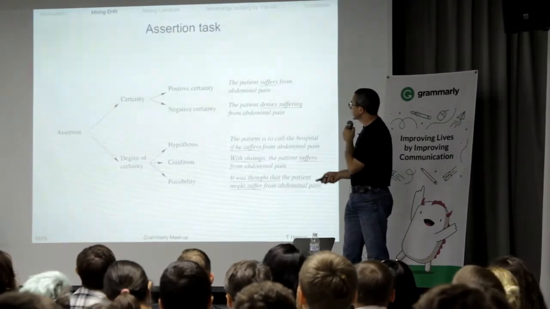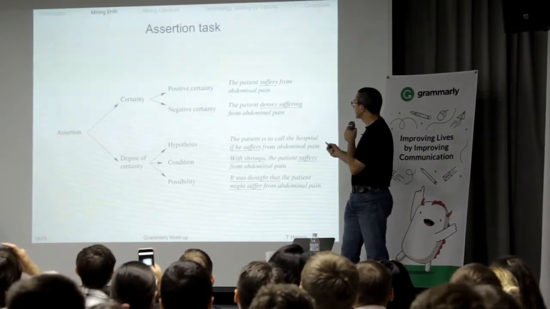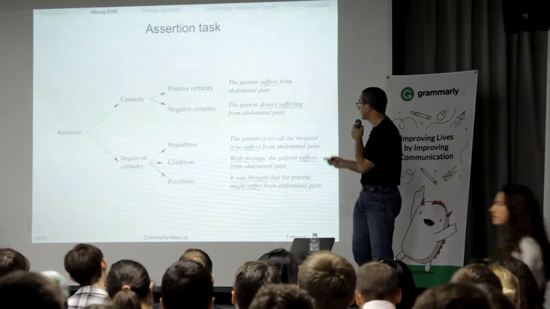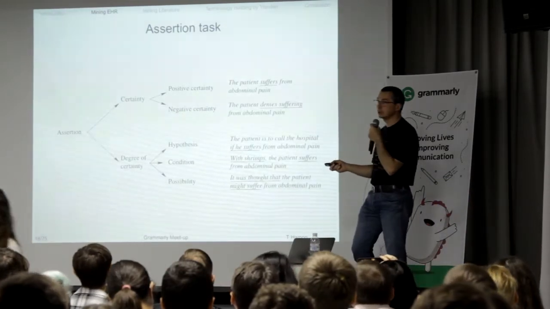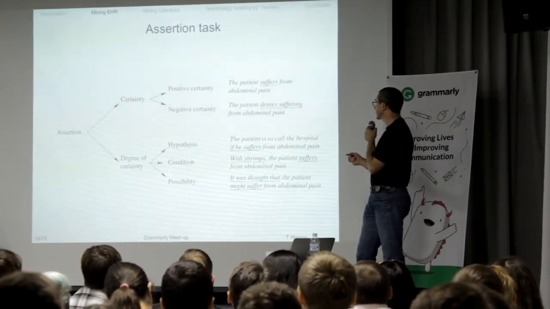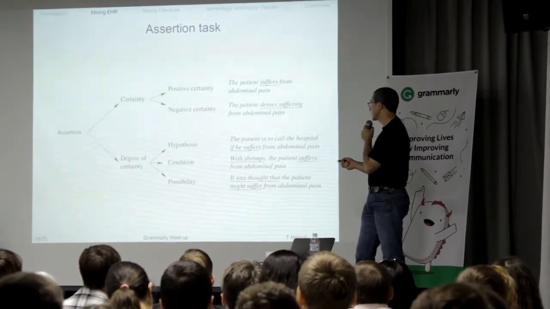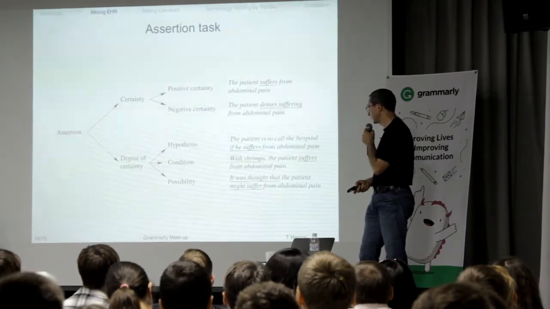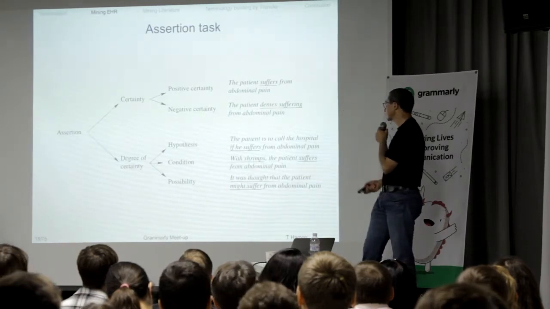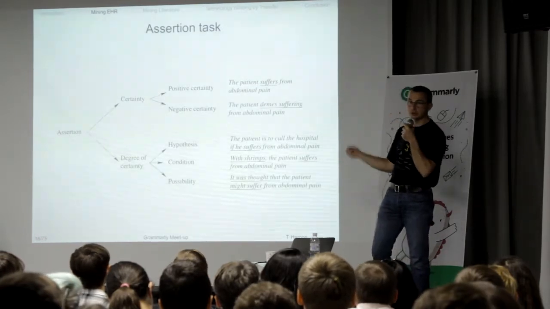So regarding the assertions, we identify different types of certainty, positive and negative certainty. So for instance, the patient suffers from abdominal pain, and for negative certainty, the patient denies suffering from abdominal pain. And also we identify assertions regarding the degree of certainty. Hypothesis: the patient is called to the hospital if he suffers from abdominal pain. Condition: with shrimps, the patient suffers from abdominal pain. And also possibility: it was thought that the patient might suffer from abdominal pain. This is a true sentence coming from an electronic health record.